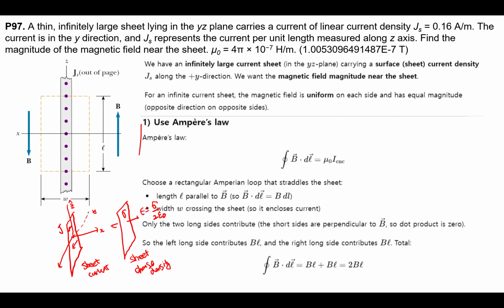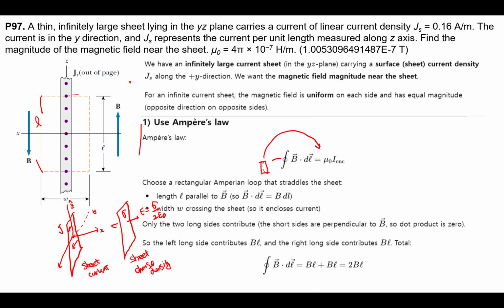So the first thing is that we need to have an Ampere's law. Choose a rectangular Amperian loop that straddles the sheet. Look at this one. And then it is passing through. So this is our Amperian loop, and then you are going to apply this Amperian loop. And then we need to find out the enclosed current.